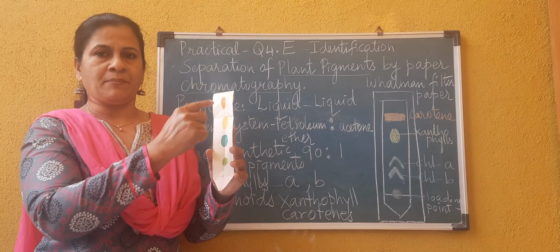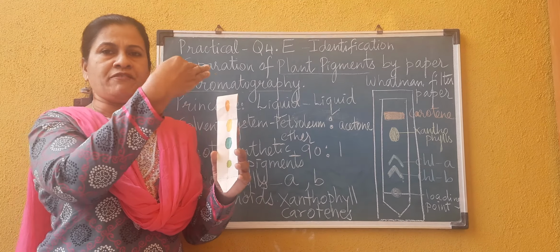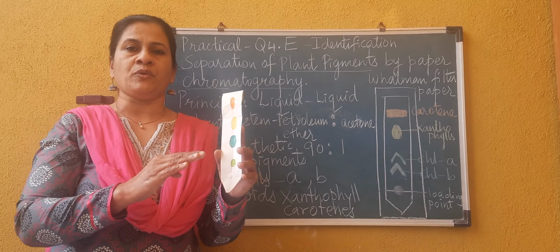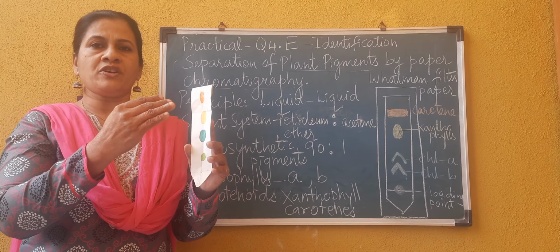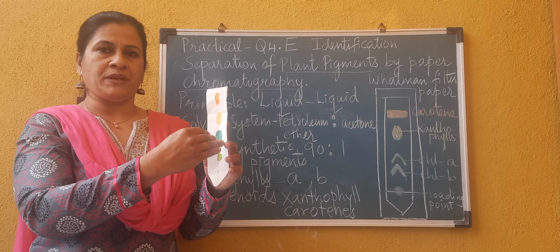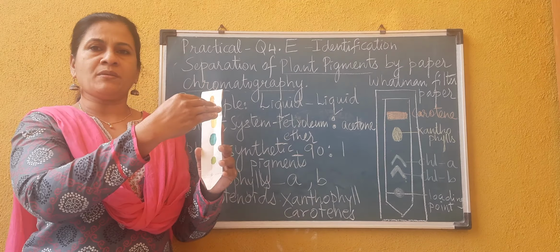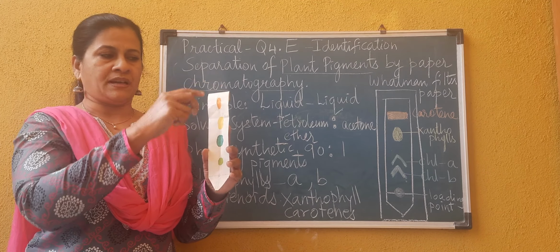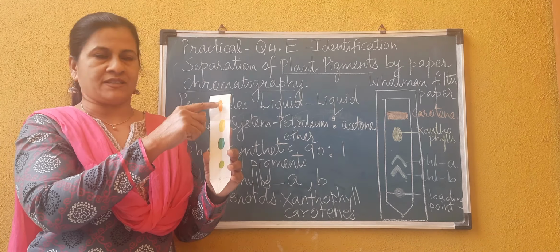These photosynthetic pigments move on the Whatman filter paper as per their molecular weight. The higher the molecular weight, the lower the speed, and the lower the molecular weight, the higher the speed, and they move faster. So you can see carotenes are at the top and chlorophyll B is at the bottom.